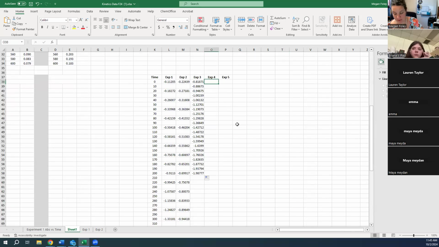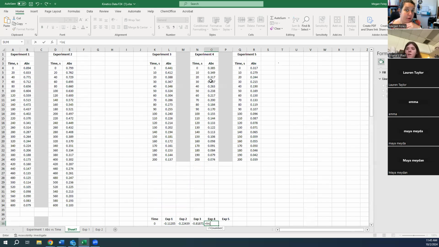Then we're going to do the same thing for experiment number 4. We're going to press equals, type in ln, open parentheses, and then go up to experiment number 4.